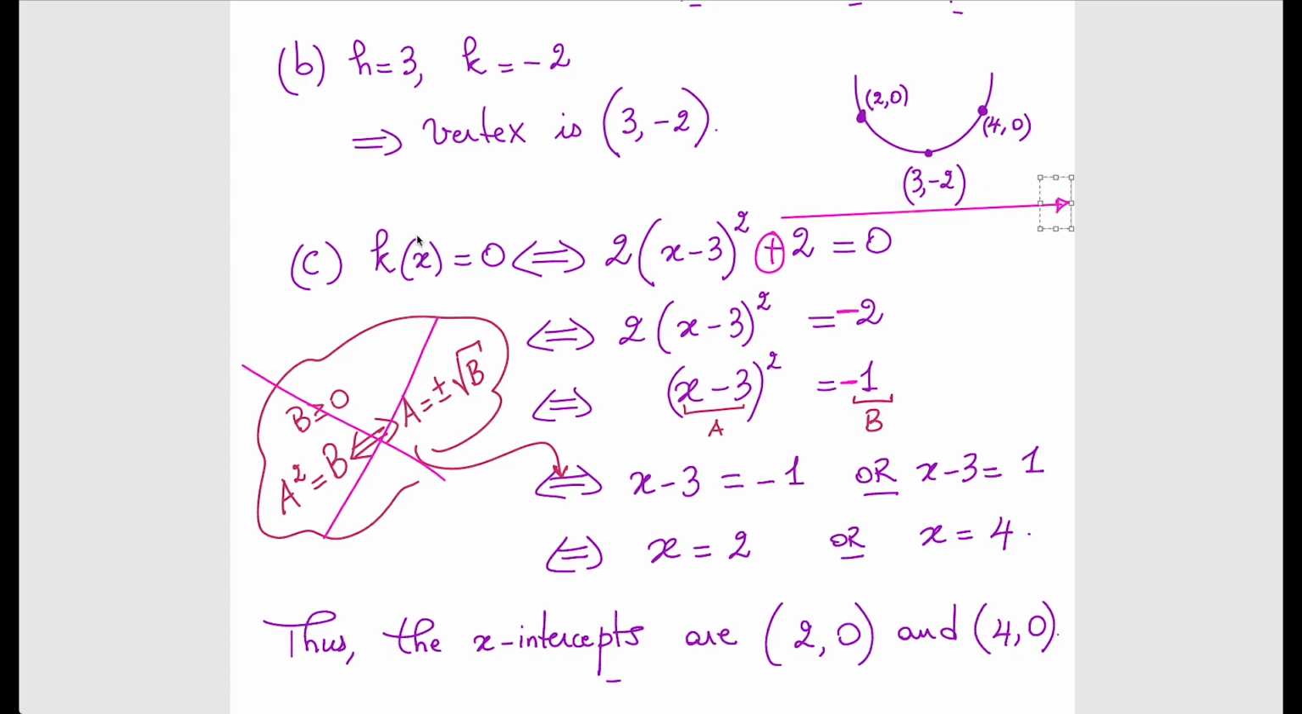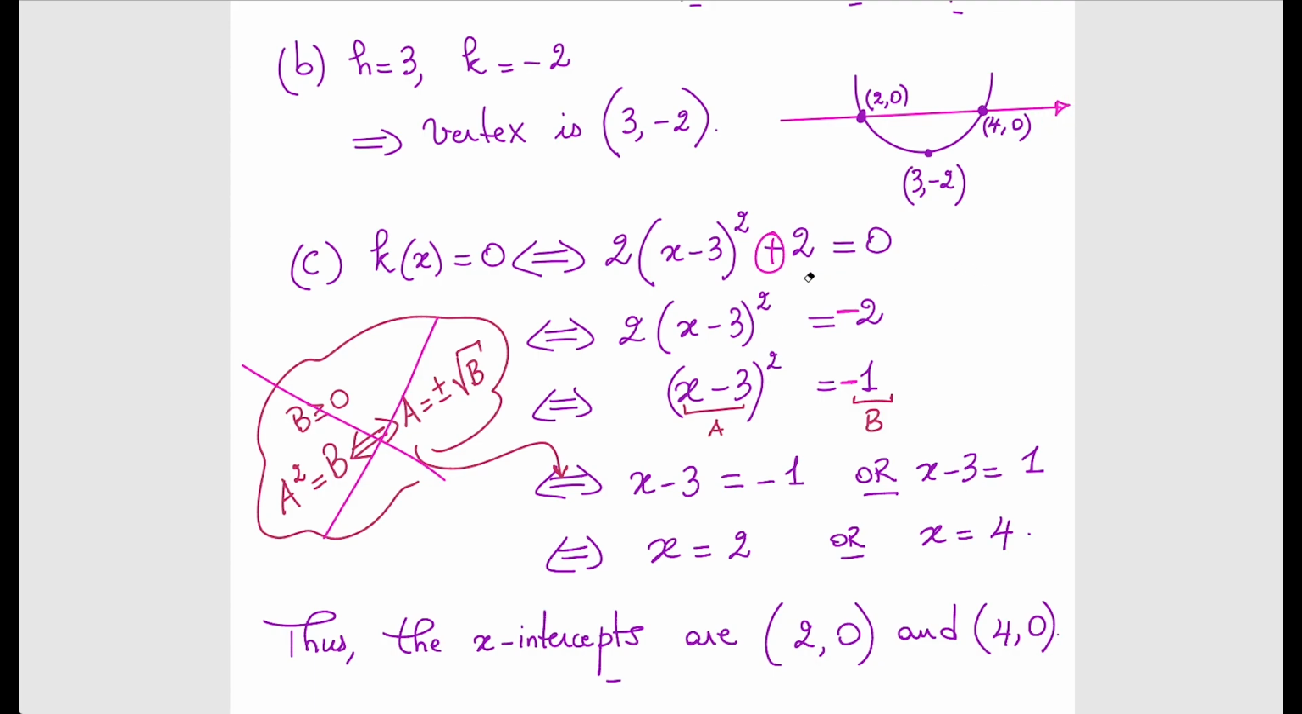Okay? So if the function k of x had this recipe with a plus, the function would still have opened up. The vertex is going to remain the same, 3 comma 2. Obviously, we have to switch the k, but the vertex is going to be somewhere here, and the x-axis is going to be below the vertex. As such, there's not going to be any x-intercept. Okay, just for you to know.